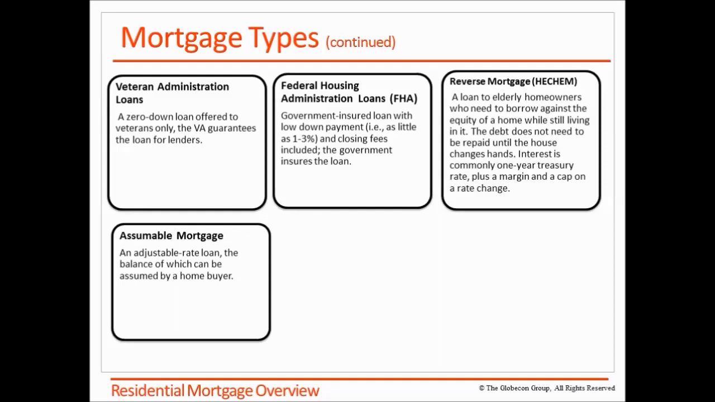And the last type that we're looking at here on this page is the assumable mortgage. This is an adjustable rate loan, the balance of which can be assumed by the home buyer. So this is another interesting loan type, and these 4 on this page are very important for us to understand as we continue to delve into mortgage types.